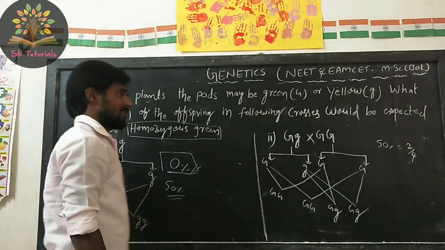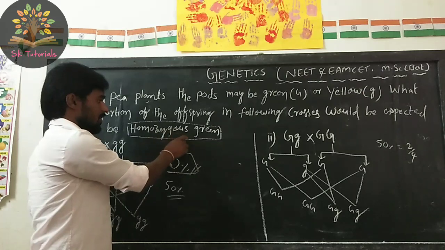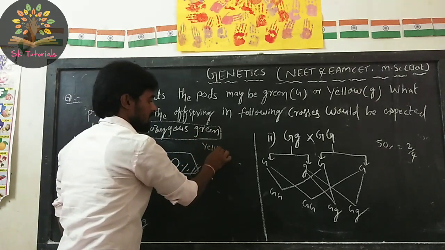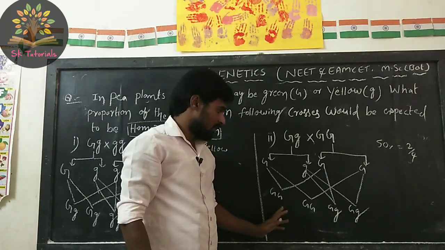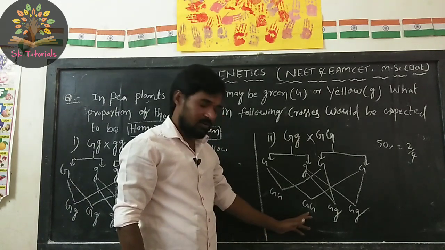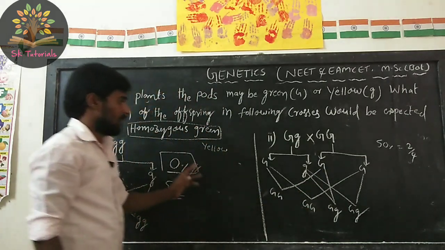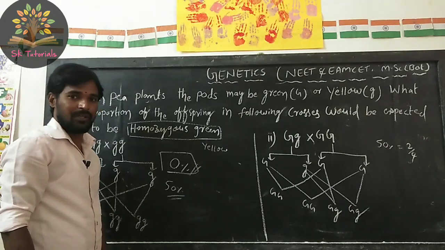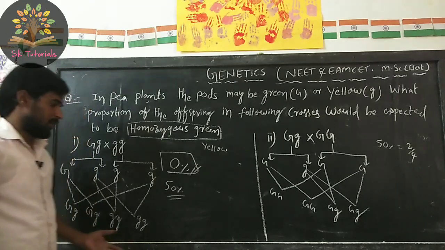If you ask for the homozygous yellow instead of the green, what is the answer in the second question? How many homozygous yellow are there? Is there any yellow? No, so the answer is 0. This is the answer when he asks for the homozygous yellow in the question. Simple trick.